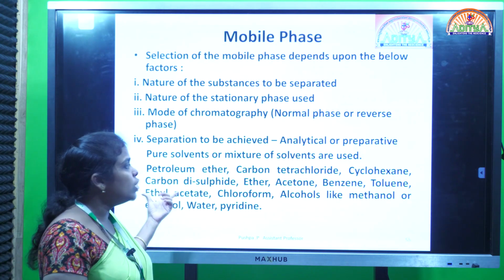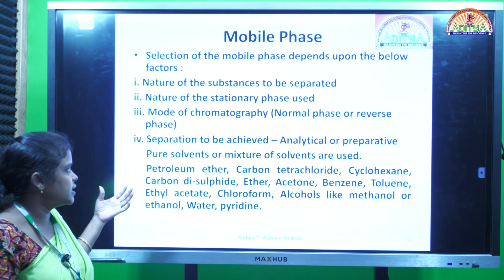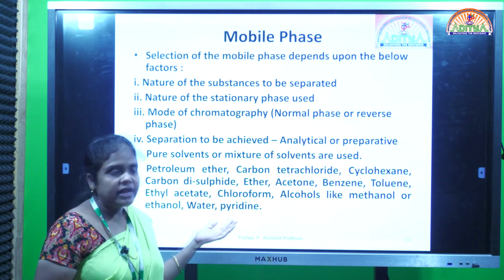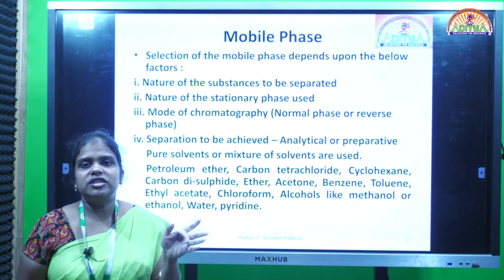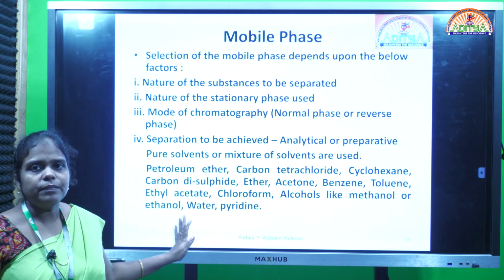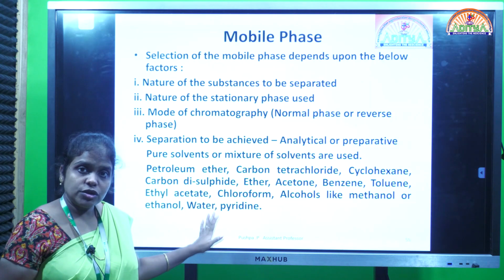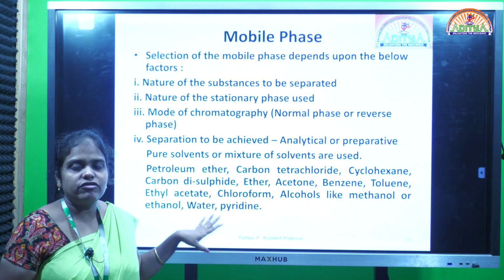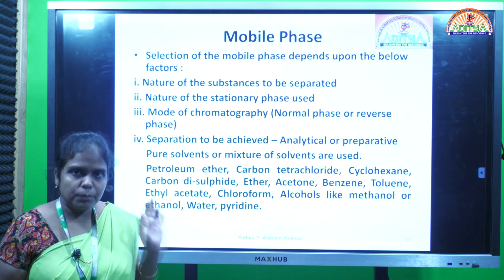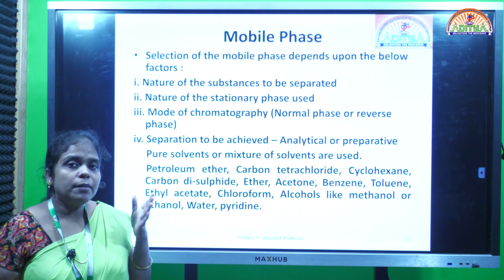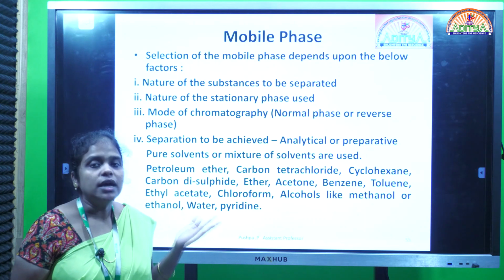These are a few important mobile phases which we are using in our daily laboratories. Those are petroleum ether, carbon tetrachloride, cyclohexane, carbon disulfide, ether, acetone, benzene, toluene. All these are some examples of mobile phases, and we have to use them depending upon the polar nature of those mobile phases. Especially, it is very important that we consider the polar and non-polar nature of the mobile phases while selecting them for the separation.